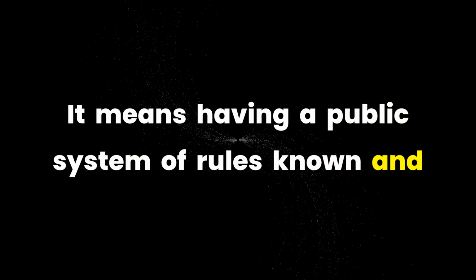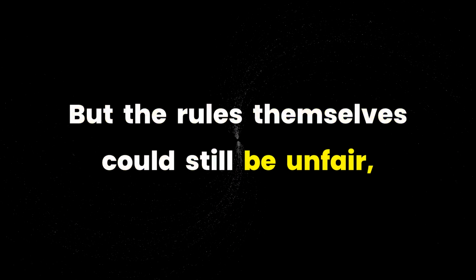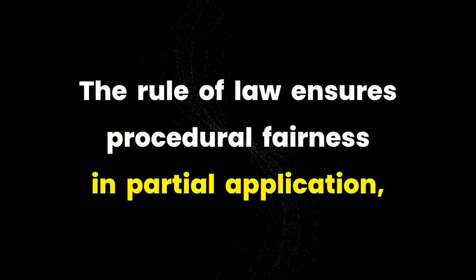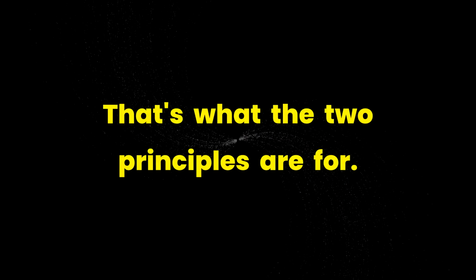So it's not about individual action so much as the rules of the game. Primarily, yes. And within that basic structure, the rule of law is absolutely vital. It means having a public system of rules, known and consistently applied, that defines rights and duties. It provides stability, predictability, a secure basis for liberty, as he says. But the rules themselves could still be unfair, even if applied consistently. Exactly. The rule of law ensures procedural fairness, impartial application, but it doesn't guarantee the rules themselves are just. That's what the two principles are for.